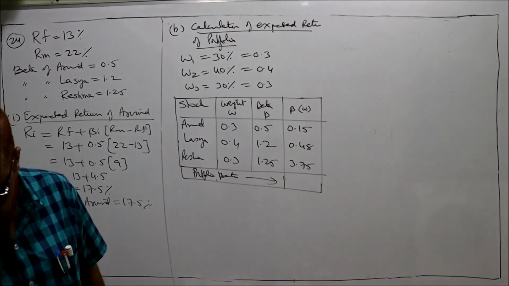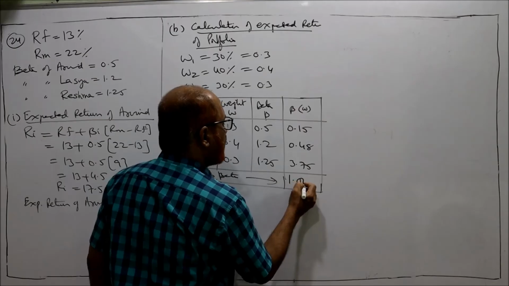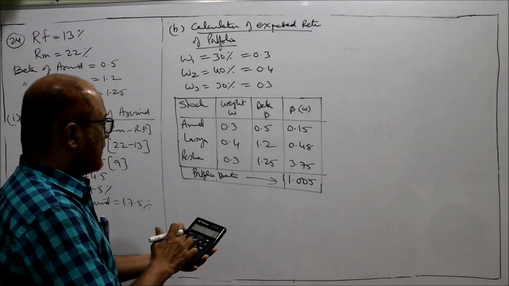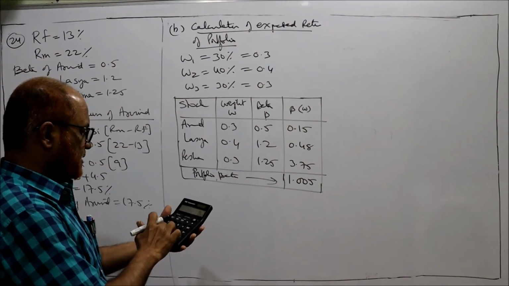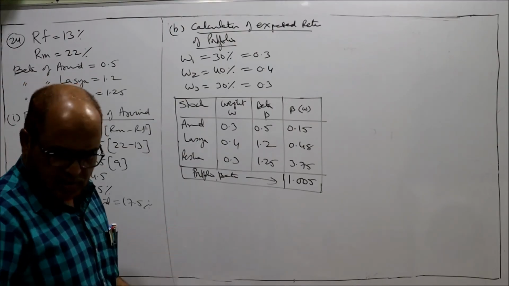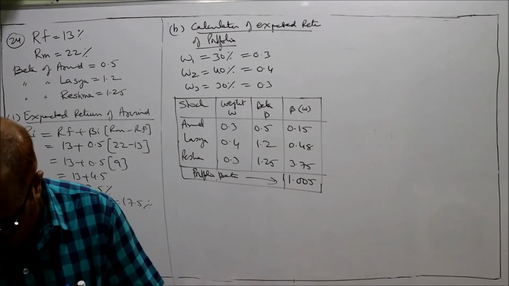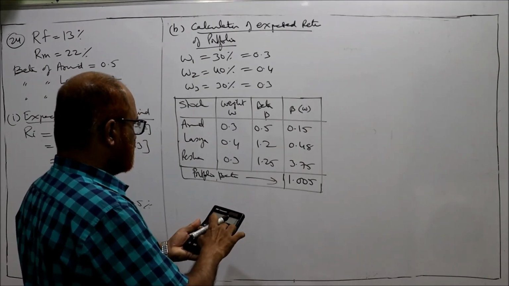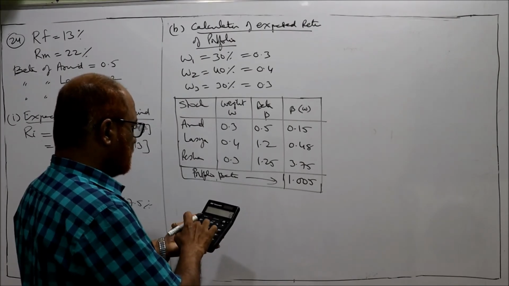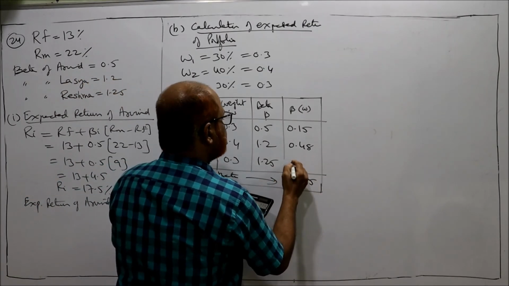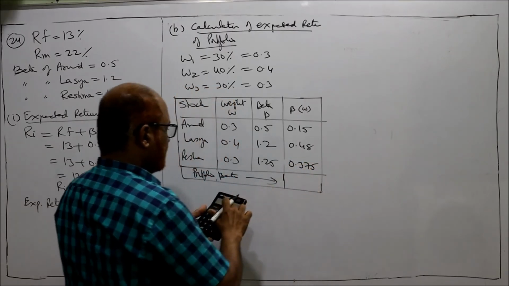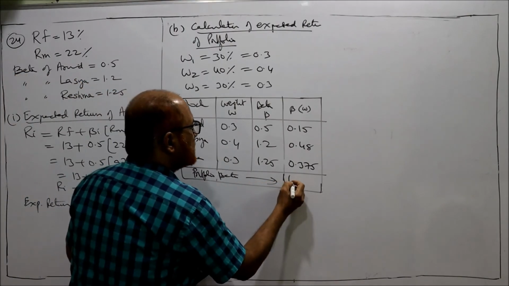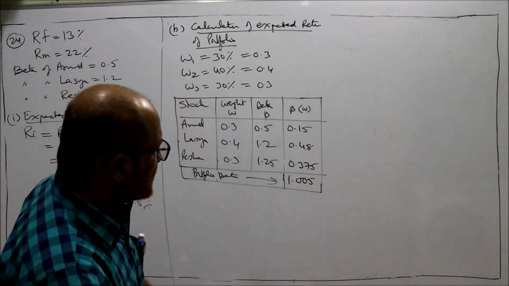So portfolio beta is how much? 0.15 plus 0.48 plus 0.375 is 1.005. Right, this is the portfolio beta.